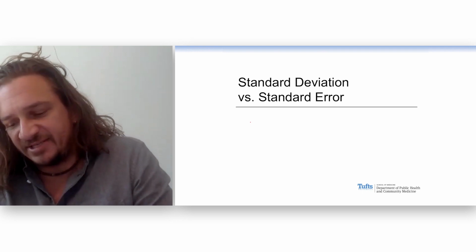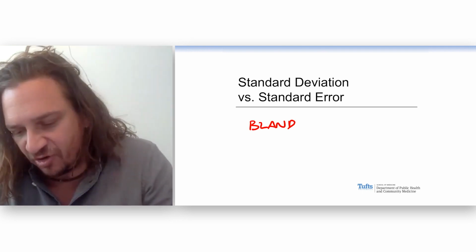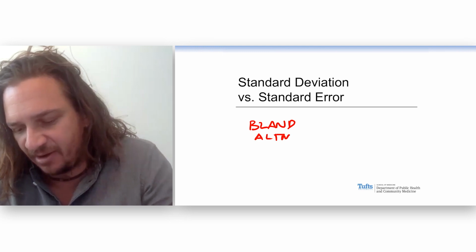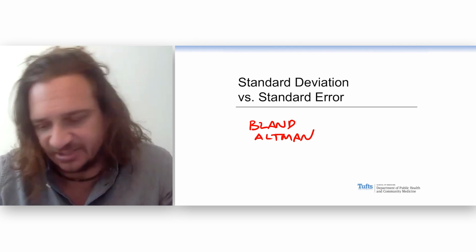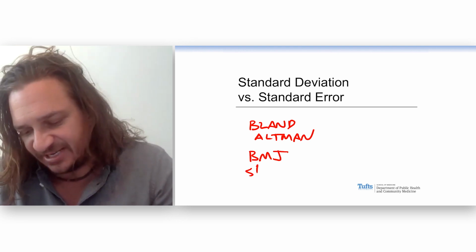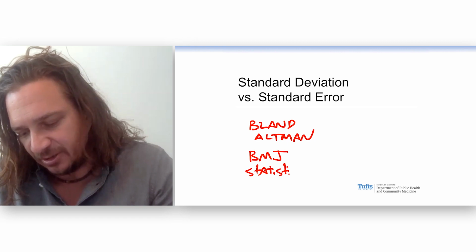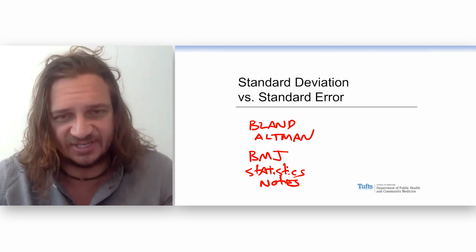There's a really great set of statistics notes that were published in the British Medical Journal by two guys named Bland and Altman, and their article on this is one of the most popular hits. So look at the BMJ for statistics notes. This is actually a good supplement for a lot of the stuff that we'll be covering in this class and in any future statistics class that you take.